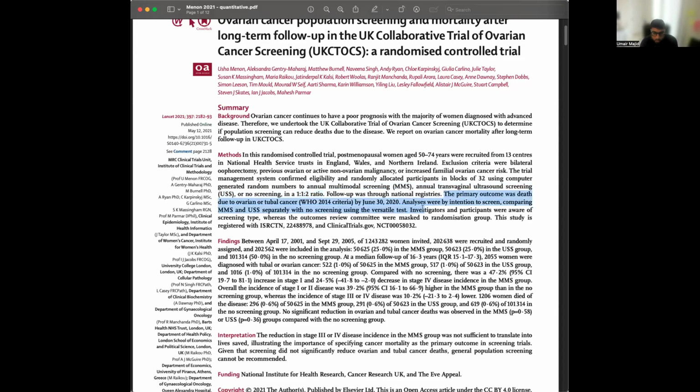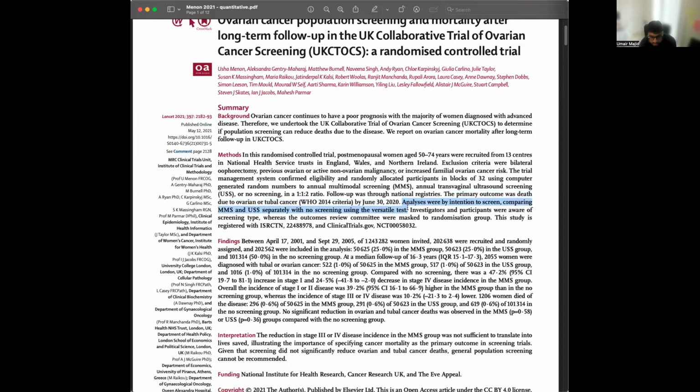And then it goes into outcomes, right? The primary outcome was death due to ovarian or tubal cancer with the WHO 2014 criteria by June 30th. So how they define the primary outcome, the WHO 2014 criteria, and the date they're defining the outcome with. The date is important because if they died before the date, they will be recorded as a different outcome. If they didn't die, then they survived.